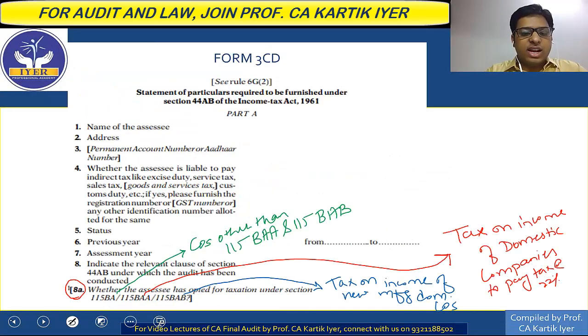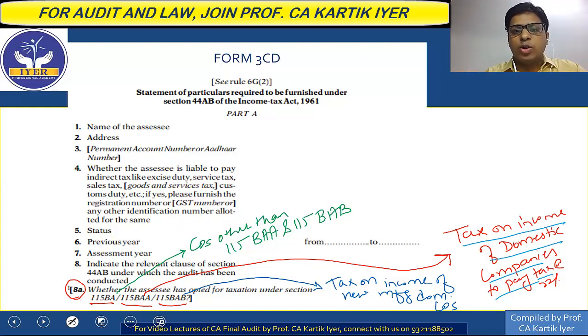Now in 8A, they have put in one more condition here after 8. That is whether the SSE has opted for taxation under section 115BAA and 115BAB. First, let's understand BAA first. There the provision is in relation to tax on income of domestic companies. How the domestic companies will be liable to pay tax if they satisfy the conditions under this section. And the tax percentage that is finalized for this is 22%. Okay, that is currently running.